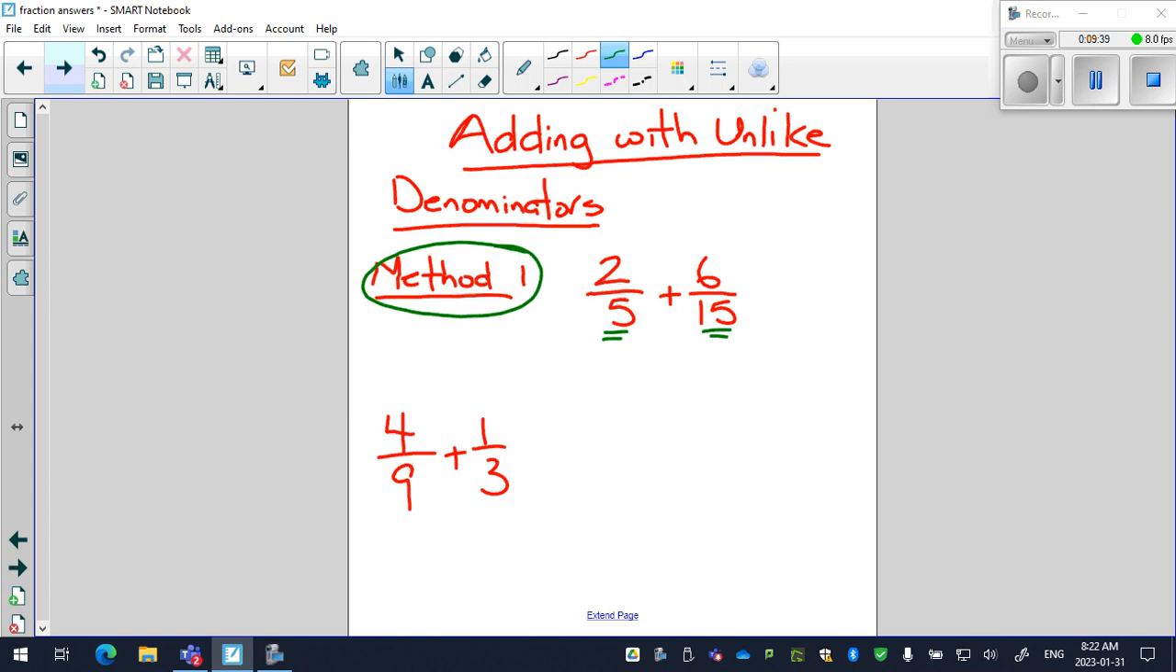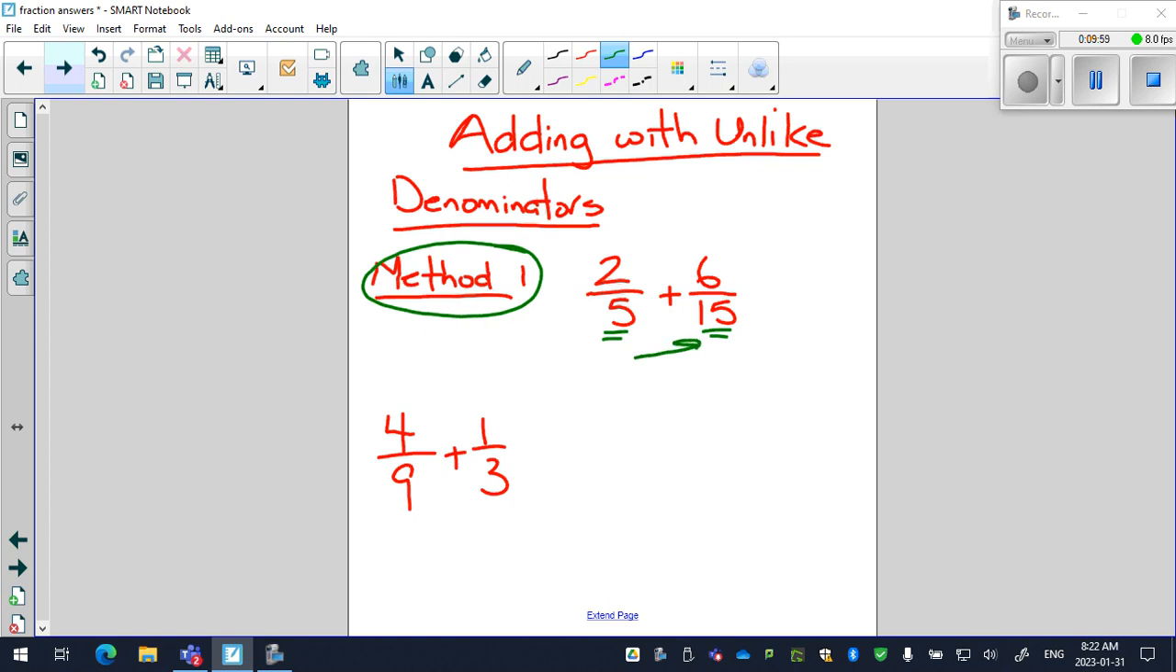Will 15 go into 5? Will 5 go into 15? If the answer for that is yes, either way, you only have to change 1 fraction. So 15 will not go into 5 because 15 is bigger than 5. So we can't go that way, but 5 is a factor of 15. 5 will go into 15 3 times.